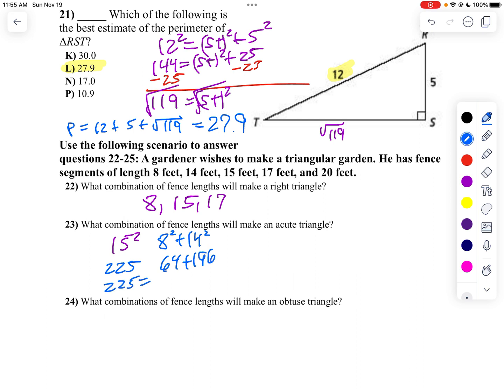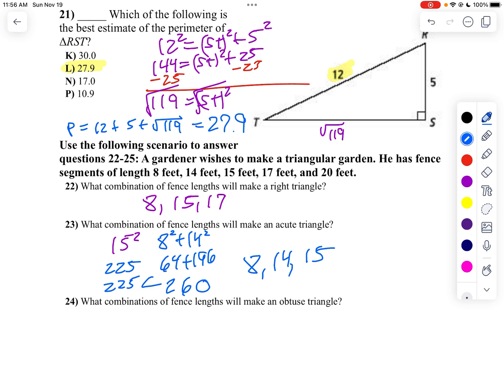And if I add 64, whoops, don't want to put an equal sign there. If I add 64 and 196, 6 plus 4 is 10, 6 plus 7 plus 9 is 16, and I get 260. Notice 225 is less than 260, so that would make it acute. So I'm going to say 8, 14, and 15.